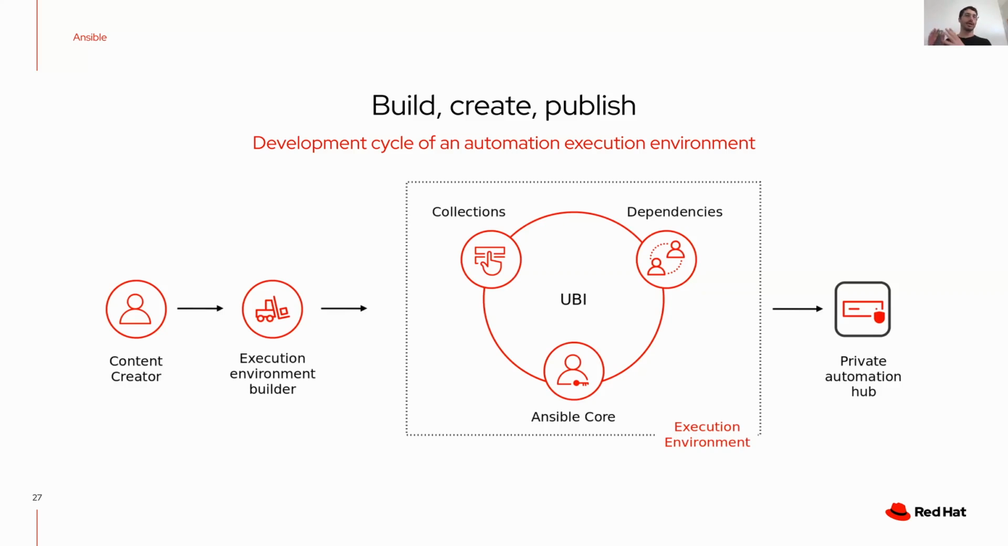Private Automation Hub is the component within Ansible Automation Platform to be like a registry for execution environments as well as collections. There is also an open source and free version, which is called Galaxy NG, but is exactly the same software.